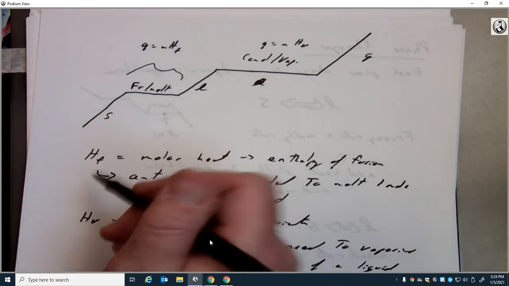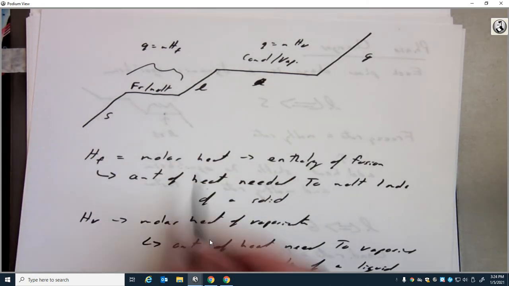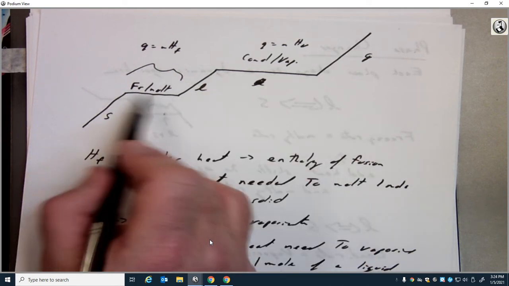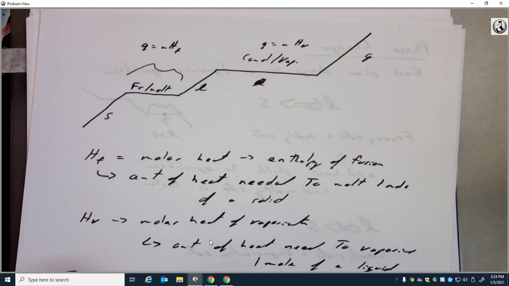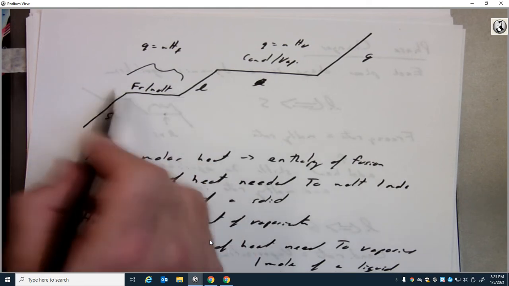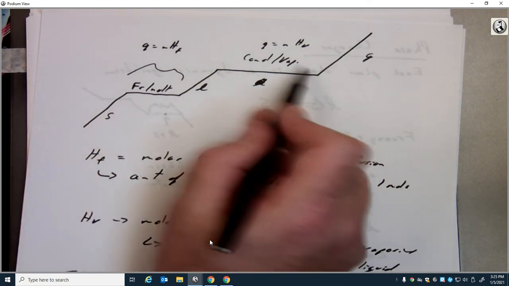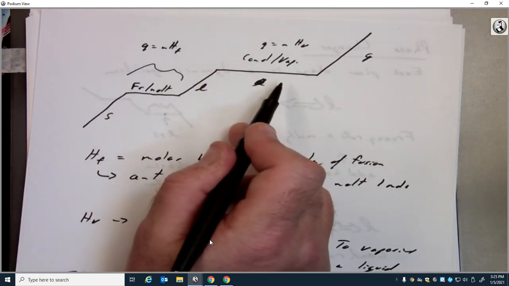Now, in general, these heating and cooling curves generally look like this. In general, the heat of fusion is less than the heat of vaporization. It's much easier to freeze and melt a substance usually than it is to condense or vaporize it. Okay?